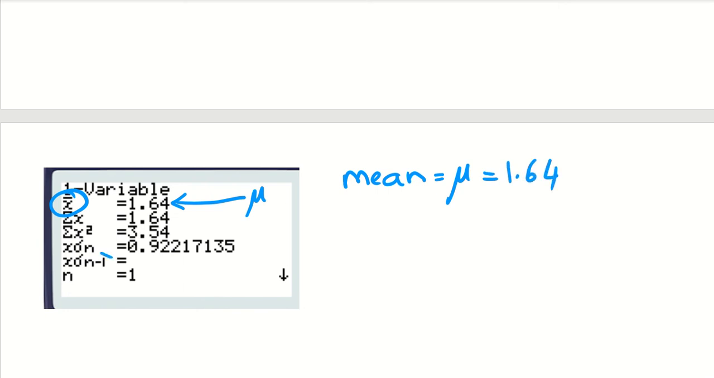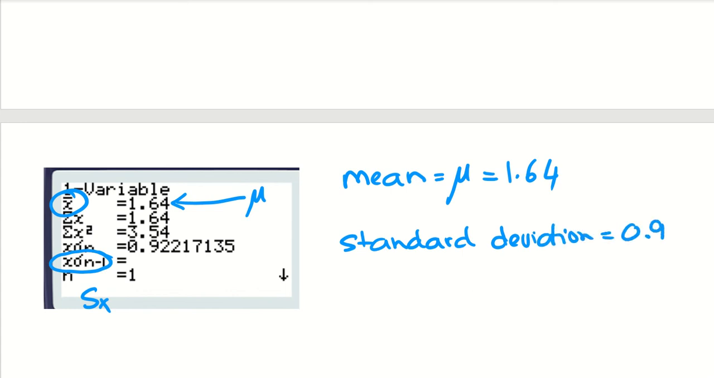Then I'm going to go down and find the sigma n minus 1, and depending on which version of this calculator you've got, that may say s of x instead, or s of n. So that is our standard deviation. Our standard deviation is equal to 0.9222 to 4dp. And there's your answer.